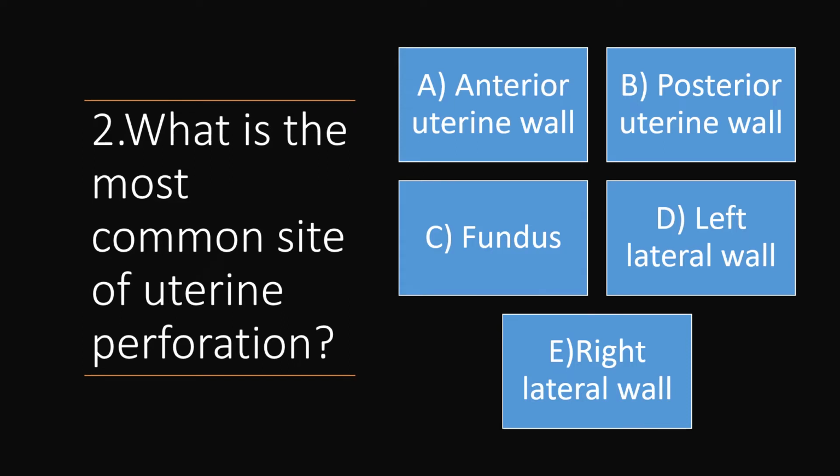Question number 2. What is the most common site of uterine perforation? Anterior uterine wall, posterior uterine wall, fundus, left lateral wall, right lateral wall. And the answer is anterior uterine wall.